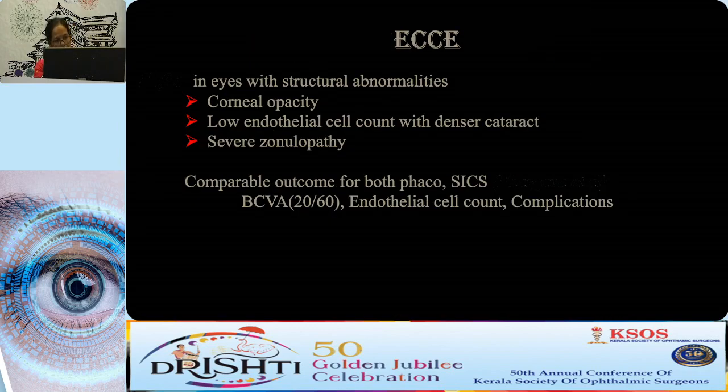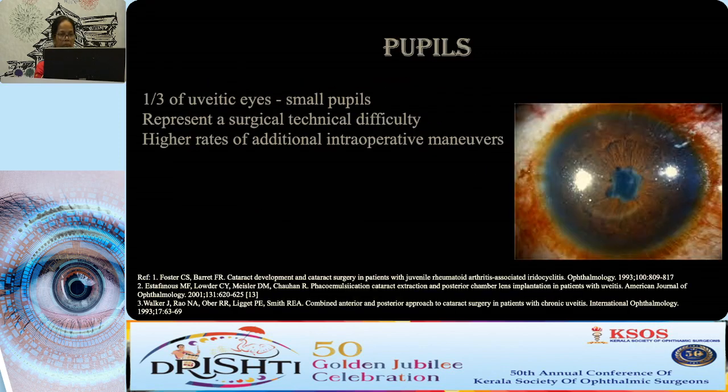ECCE can be safer surgery in patients with structural abnormalities like corneal opacity, low endothelial cell count, a denser cataract, and severe zonulopathy. Comparable visual outcomes for both phaco and SICS were reported by Bhargava et al, while considering the visual prognosis and endothelial cell count.